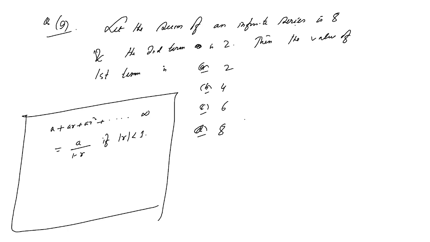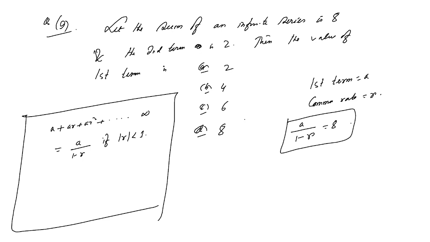So here the sum exists and the sum is basically 8. That means if we consider the first term equal to a and the common ratio equal to r, then the sum of the infinite series a by 1 minus r will be 8 according to the question paper. That is equation 1. The second term will be ar.